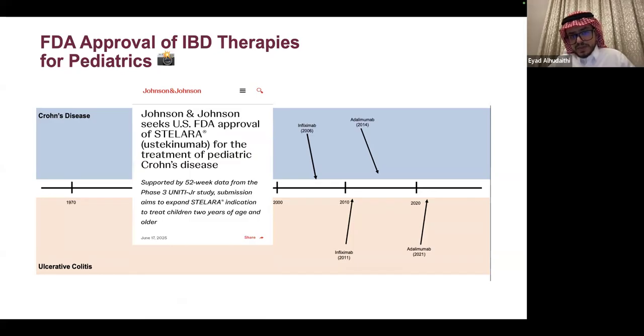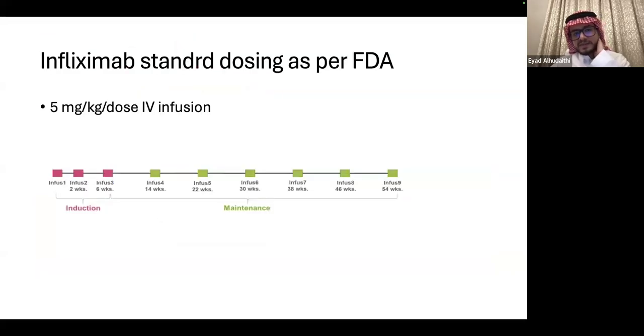But the good news is Stelara, which is ustekinumab, has now finished the phase 3 trial, and we soon expect it to be approved. We can use it for those from 2 years old and older. So again, infliximab standard dosing is 5 milligram per kg per dose. The induction is 0 to 6, then we will go every 8 weeks.